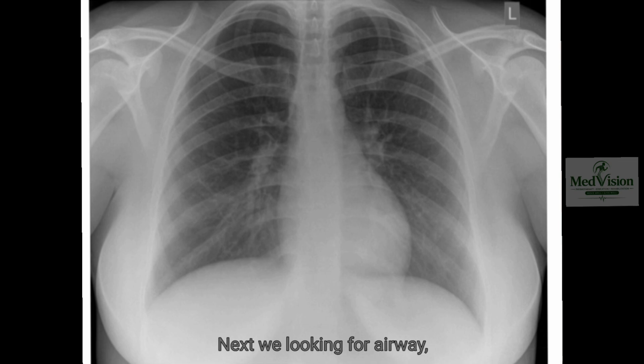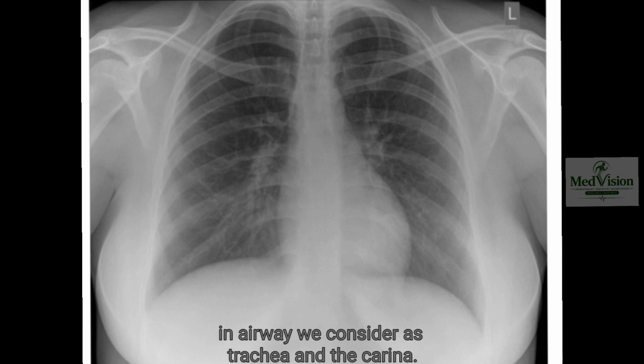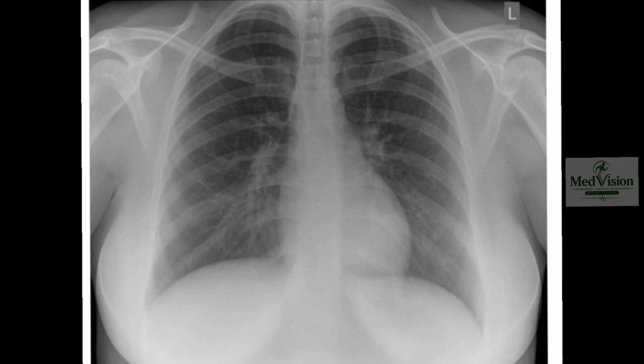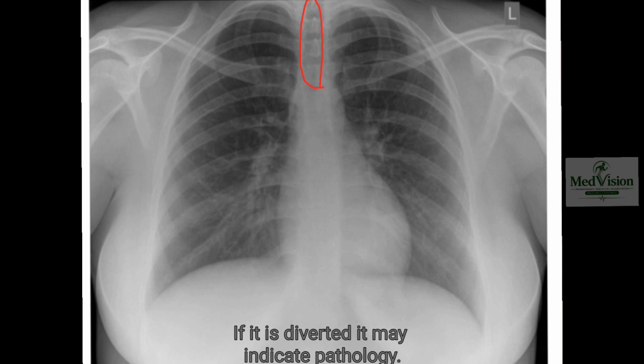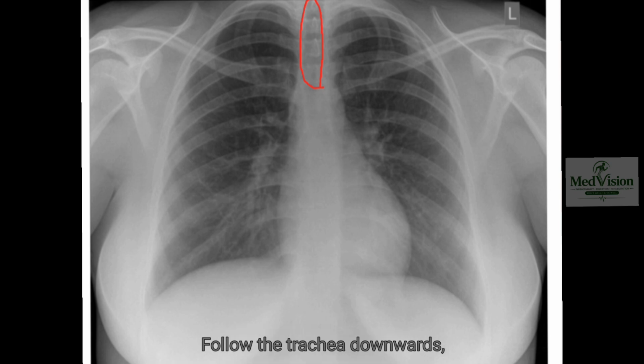Next we look at the airway. In the airway we consider the trachea and the carina. Now move to the center, and the trachea should be in the midline or slightly to the right. If it is deviated, it may indicate pathology. Follow the trachea downwards.